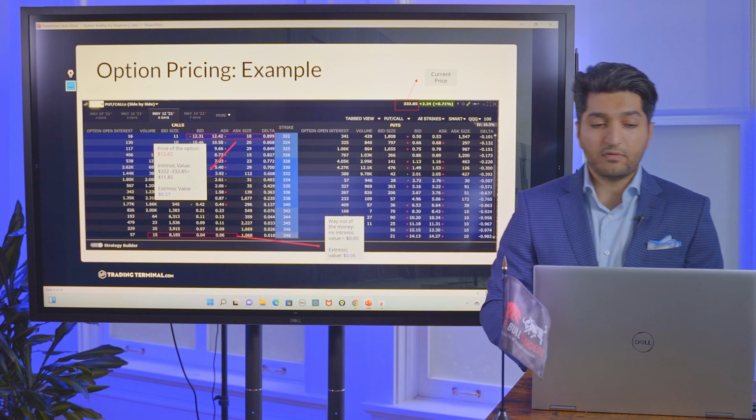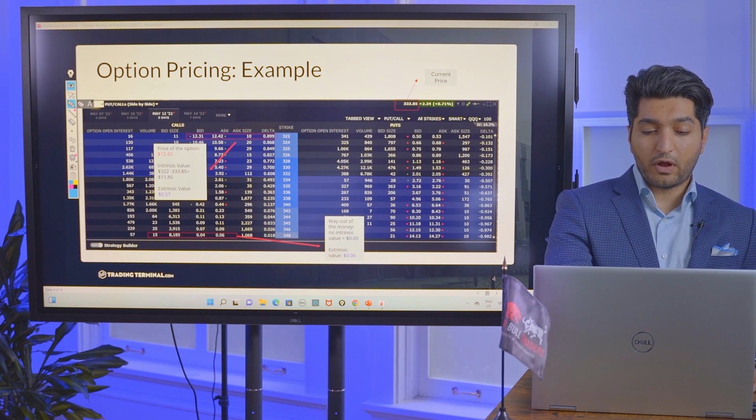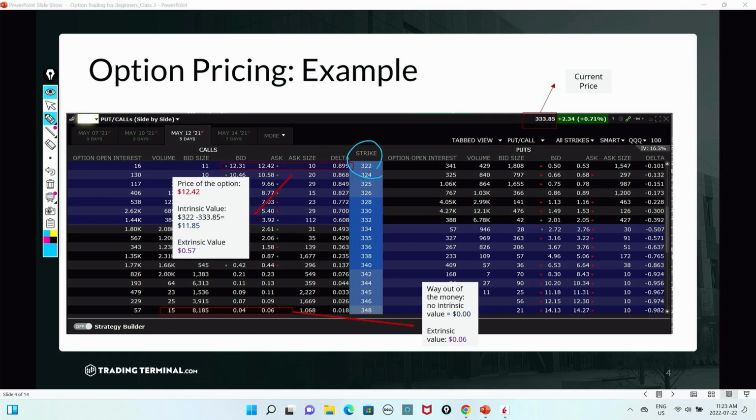So if you recall again from this slide from the previous class, we said for an option that is deep in the money, like this option at 322, if this option is trading at 12.42, the difference between the current price and the strike is the intrinsic value. So in this case, 11.85. But the option is trading at 12.42. So 57 cents of it is extrinsic value based on how much time there is to expiry, what the volatility of the security is, what the delta is, and things of that nature.